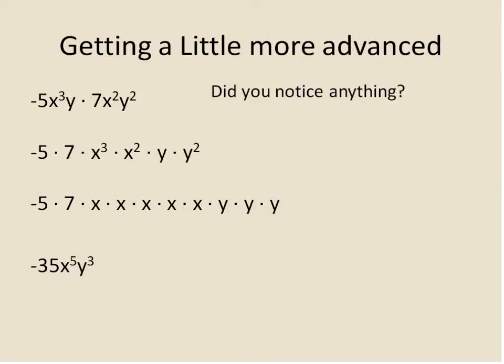Now, did you notice anything from start to finish when we did that? Let's take a look at this, and I'm going to point out a couple of things. When we joined our y's together, we had one y and two more y's, and that gave us three y's. When we have our x's, we had three x's and two x's, and we ended up with five x's. So instead of expanding everything out, would there have been a way to go from this step right to this step?